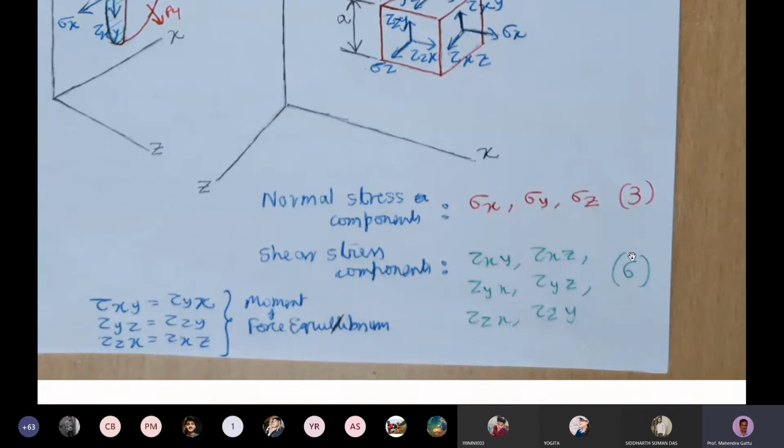Okay, so there are 6 shear stress components, and we have already done one derivation where we showed that tau xy is equal to tau yx, tau yz is equal to tau zy, and tau zx is equal to tau xz, if equilibrium conditions have to be satisfied. So both the force equilibrium and moment equilibrium will be satisfied if these conditions are satisfied.